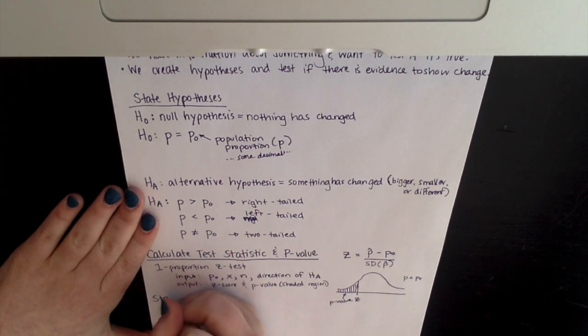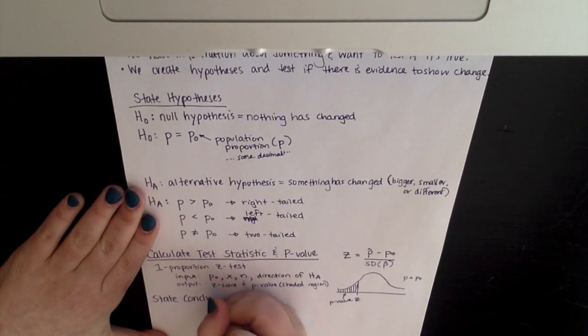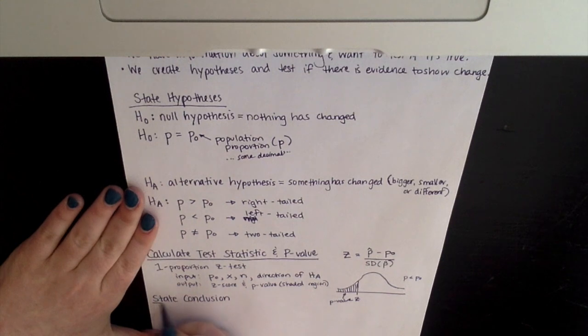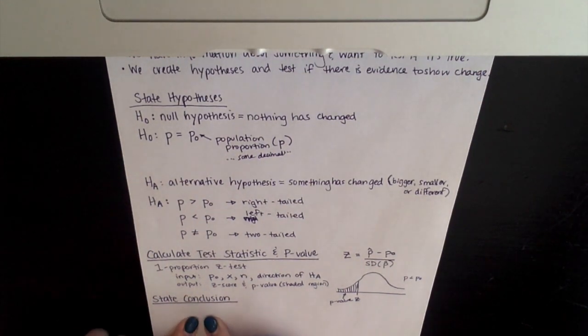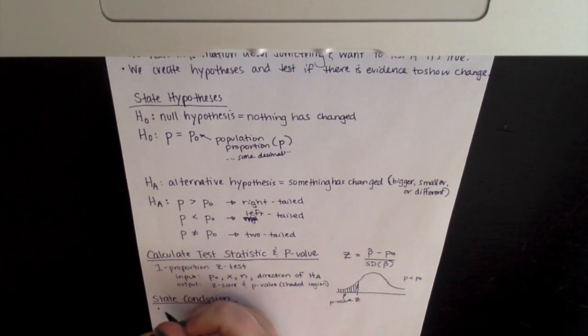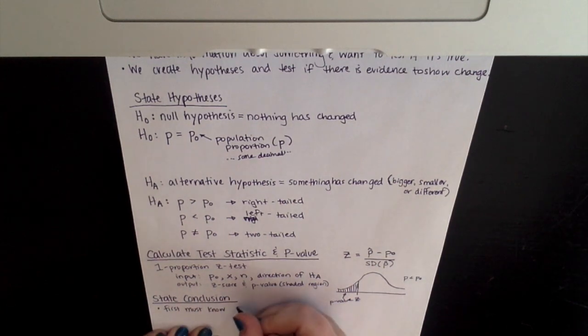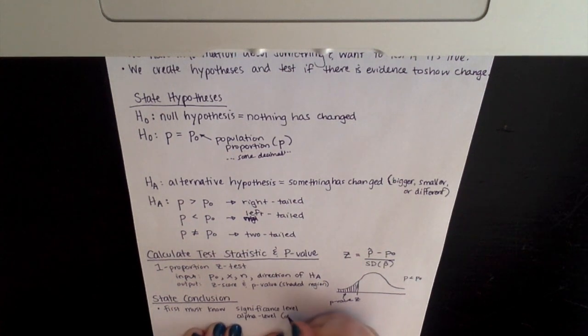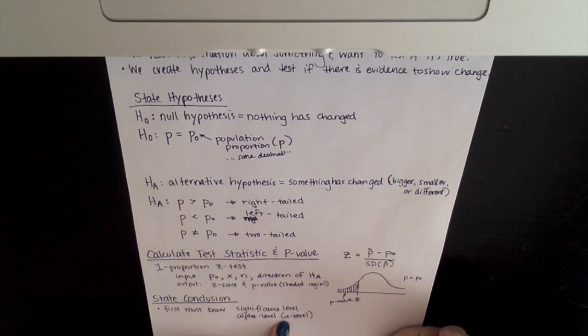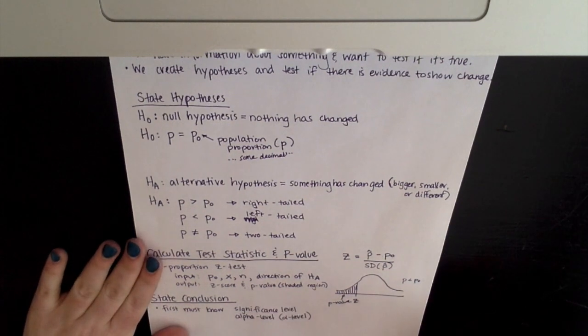So we can state our conclusion, okay? So the first thing we have to do before we can state our conclusion is figure out what our significance level for the test was, okay? So we first must know, and it has two names, okay? It's either called the significance level, or it's referred to as the alpha level, which looks like this. This is alpha in Greek. It looks like a little Jesus fish, okay? So we must know the significance level or alpha level.